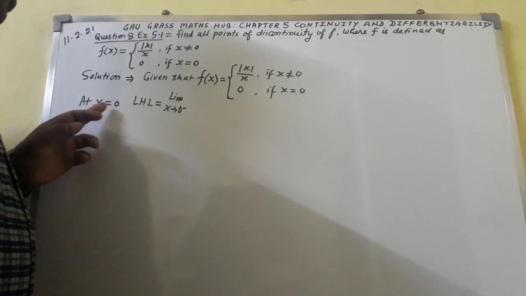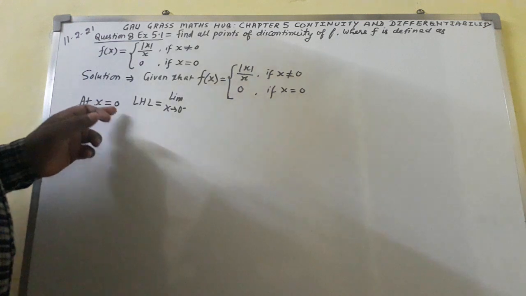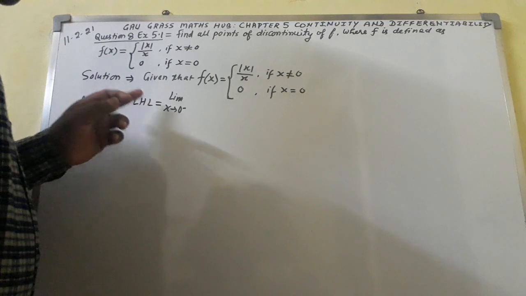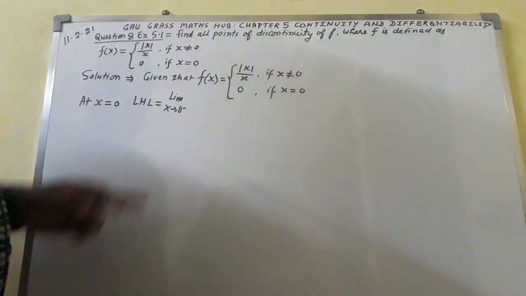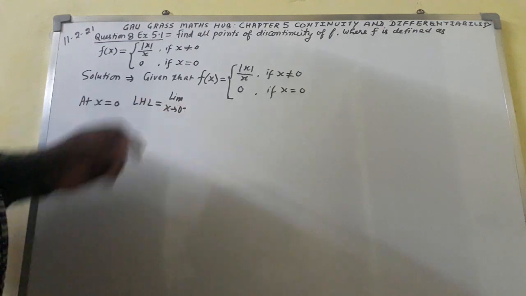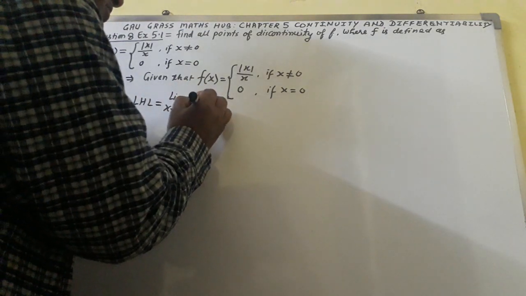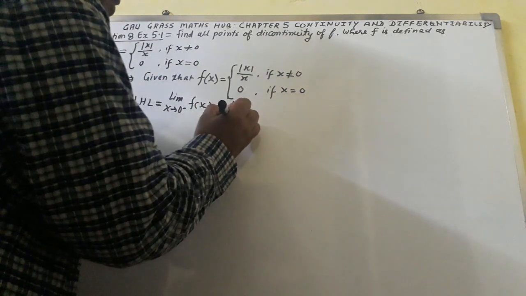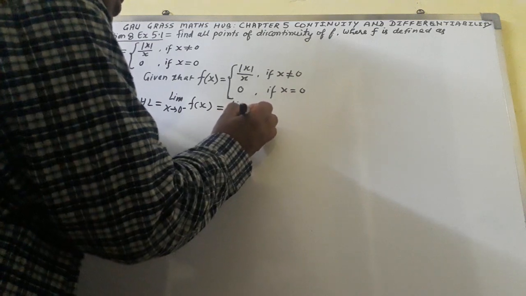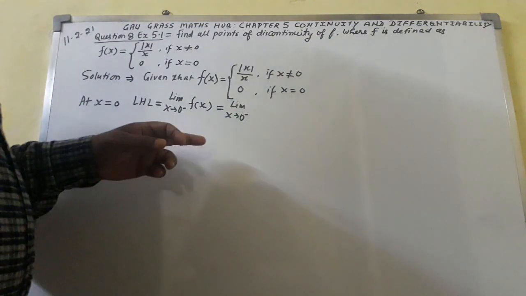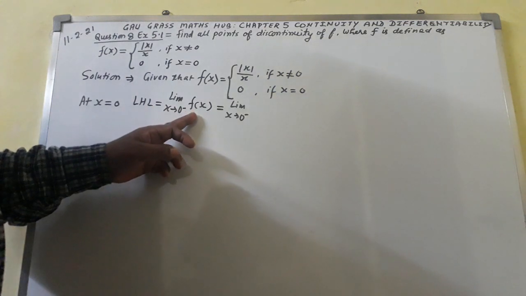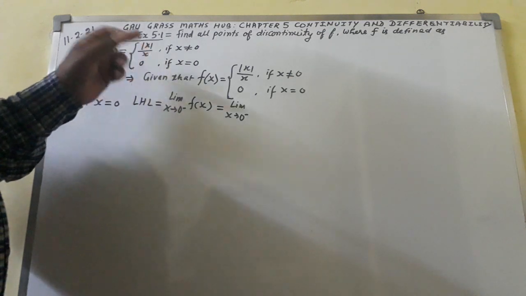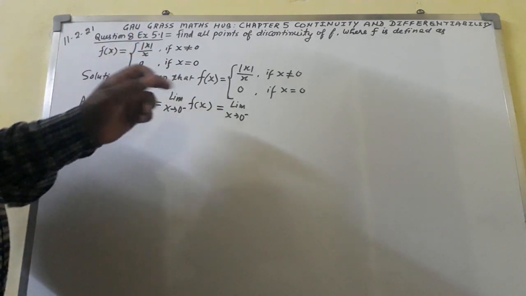Here x tends to 0, and since it is the left hand limit, I write negative. So the limit as x tends to 0 negative of f of x equals the limit as x tends to 0 negative of f of x. In place of f of x, should I write mod x over x or 0?